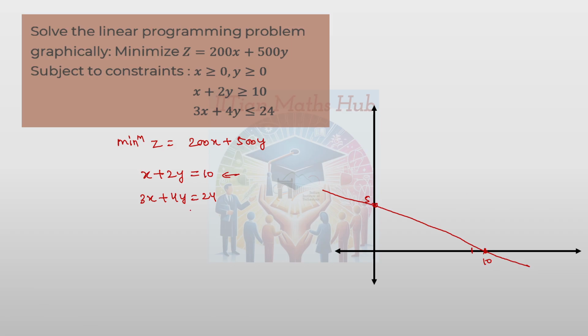Then for the second one, if you divide it by 24 on both sides, it will become x by 8 plus y by 6 equal to 1. So the x intercept is 8, somewhere here, and the y intercept is 6, a little bit above. I'm showing you at a certain distance so that you can differentiate them easily. This is 8, this is 6, so the line will be like this.